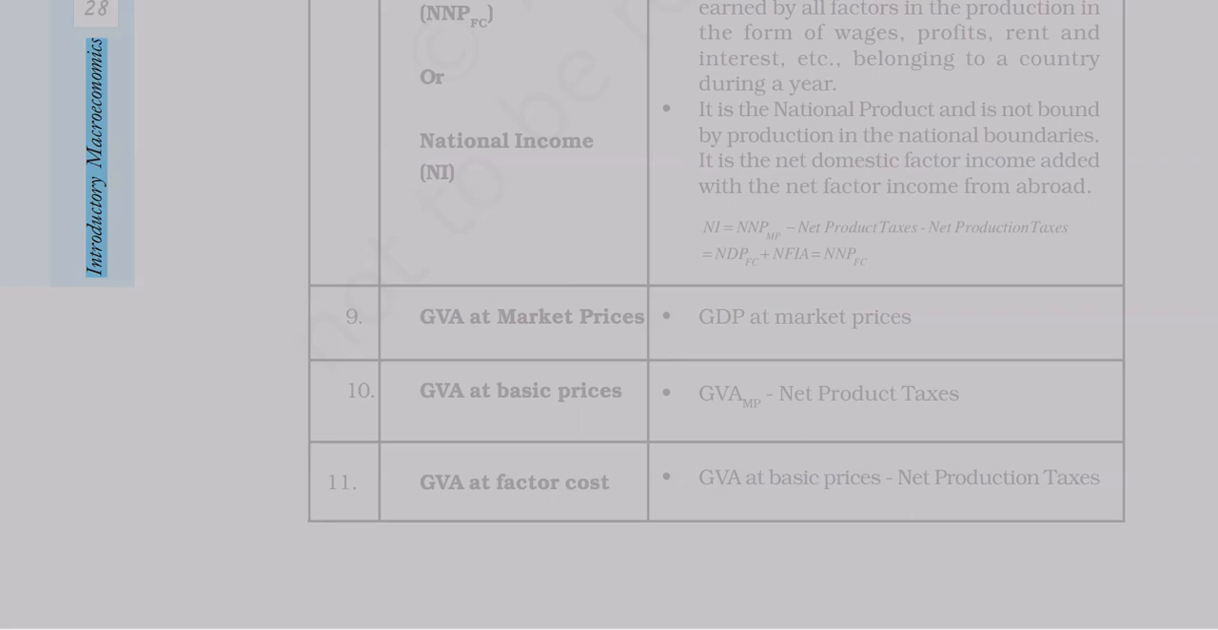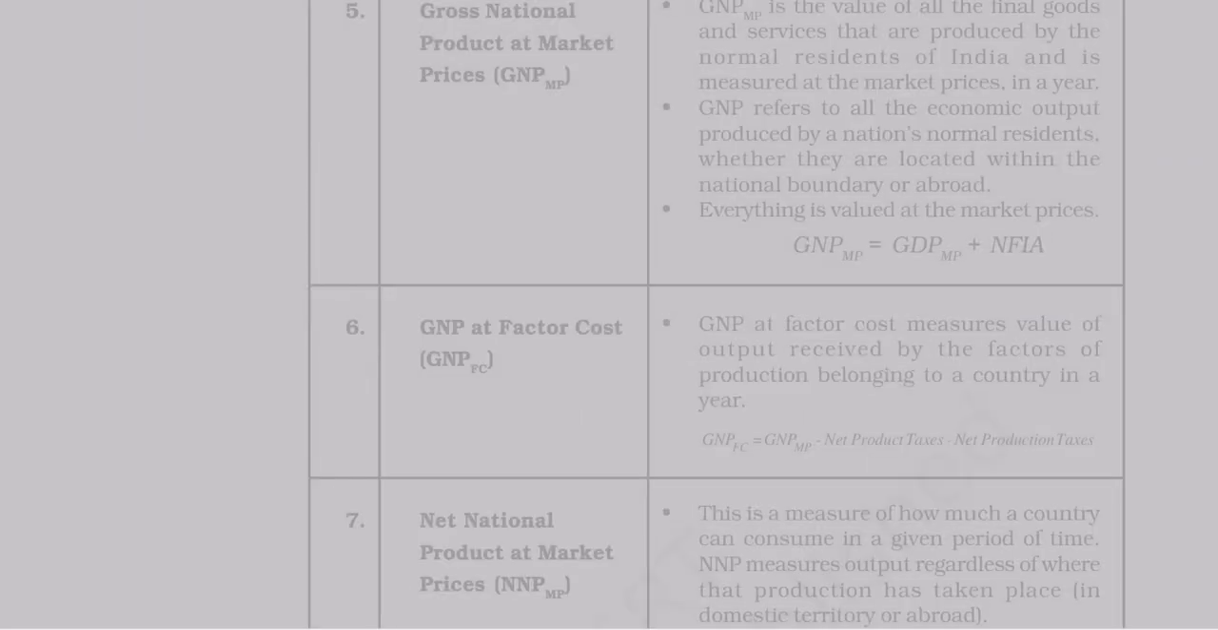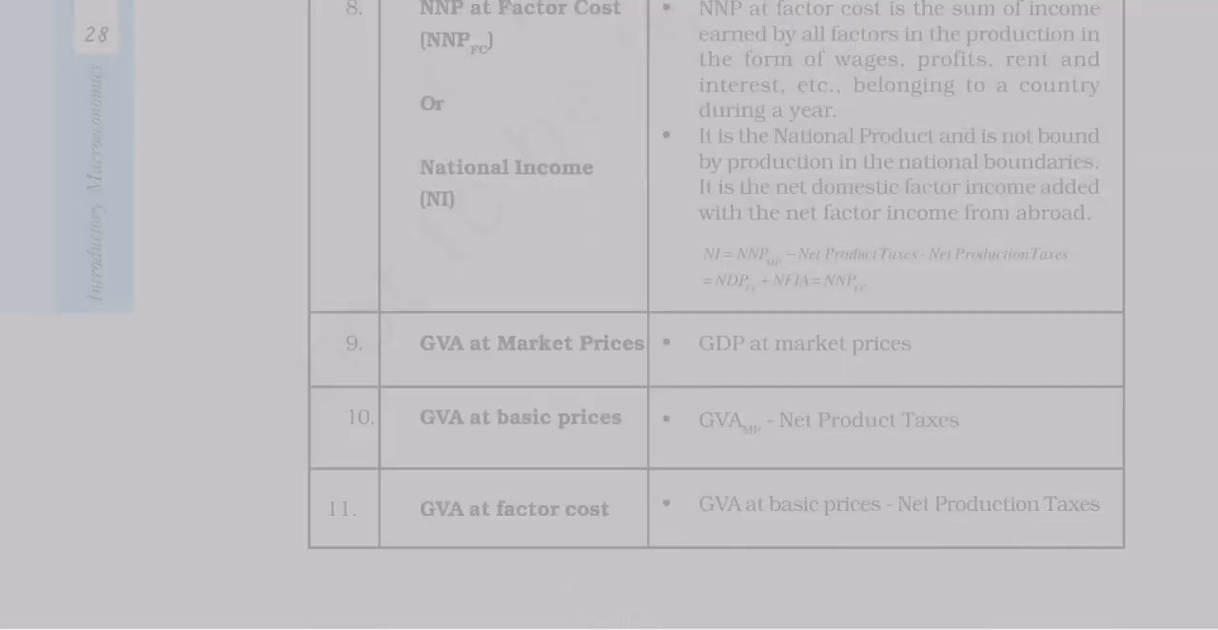Introductory Macroeconomics. 5. Gross national product at market prices, GNPMP. 6. GNP at factor cost, GNPFC. 7. Net national product at market prices, NNPMP. 8. NNP at factor cost, NNPFC, or national income, NI. 9. GVA at market prices. 10. GVA at basic prices. 11. GVA at factor cost.